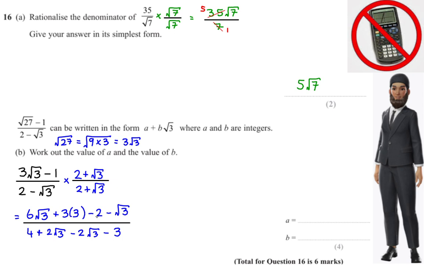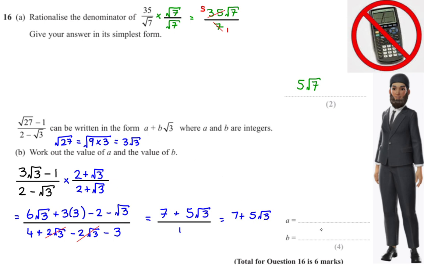You are going to get 9 take away 2, which gives you 7, plus 6 root 3 take away root 3, so 6 lots of root 3 take away root 3 gives you plus 5 lots of root 3. And for the denominator, the 2 middle terms cancel each other out, difference of 2 squares, and then 4 take away 3 gives you 1, so it's all over 1. So essentially, your answer is going to be 7 plus 5 root 3.